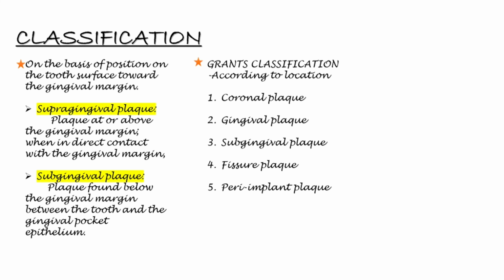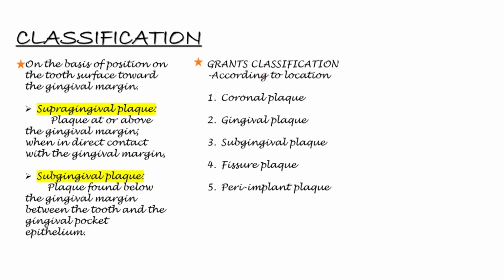Let's get into the classification of dental plaque. This can come as a short answer question. First classification. On the basis of position on the tooth surface toward the gingival margin, it is classified as supragingival and subgingival. Let's see what supragingival plaque is. Plaque at or above the gingival margin when in direct contact with the gingival margin. What is subgingival plaque? Plaque found below the gingival margin between the tooth and the gingival pocket epithelium.